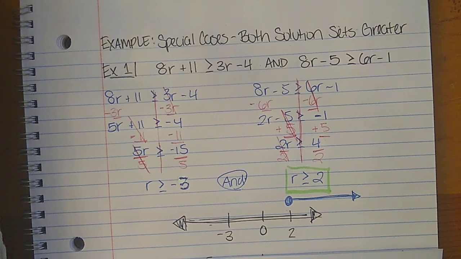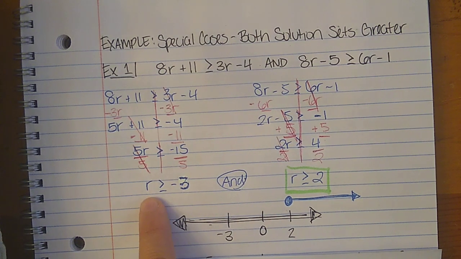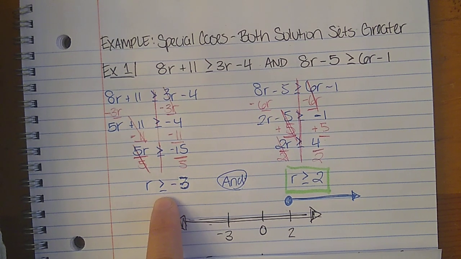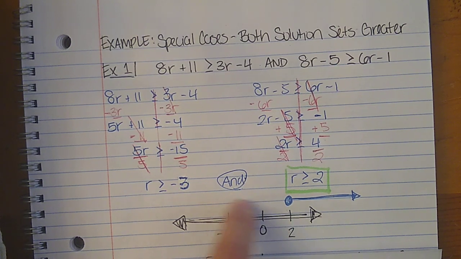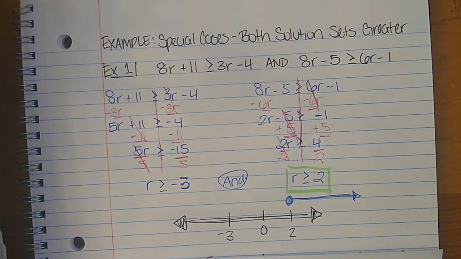Our solution set has to be limited here because we can't satisfy both by using r is greater than or equal to -3, because these numbers in between -3 and 2 do not satisfy both inequalities.